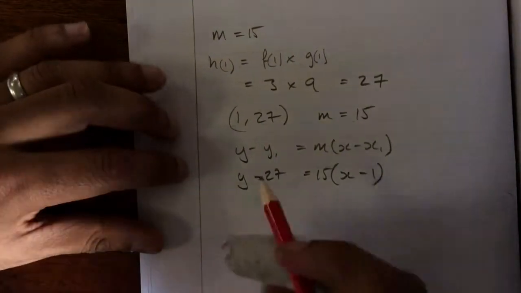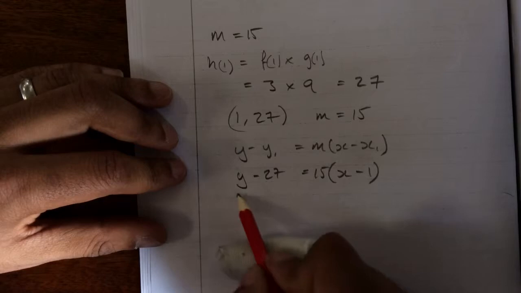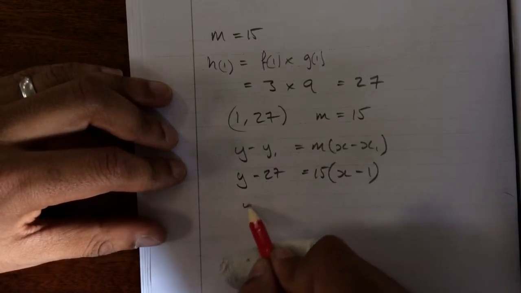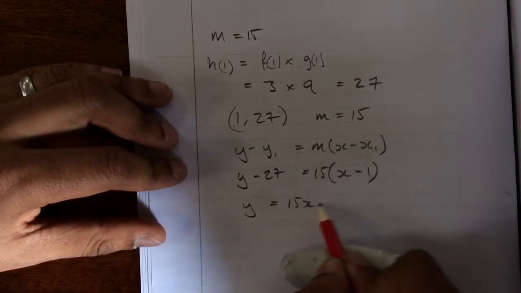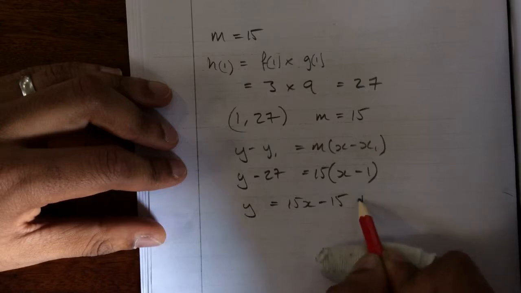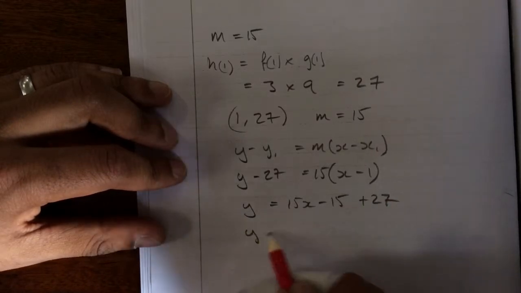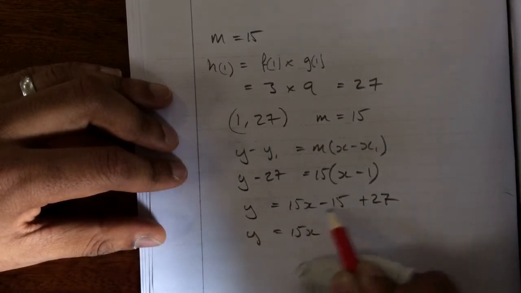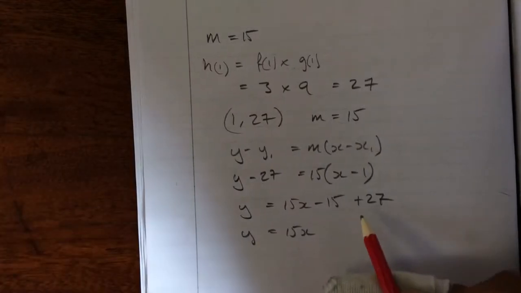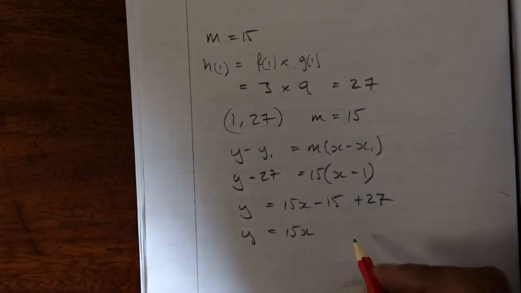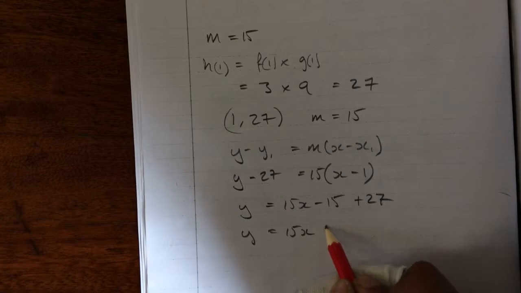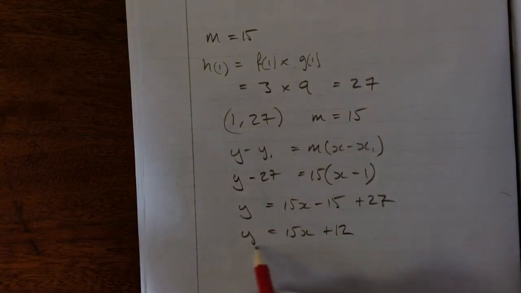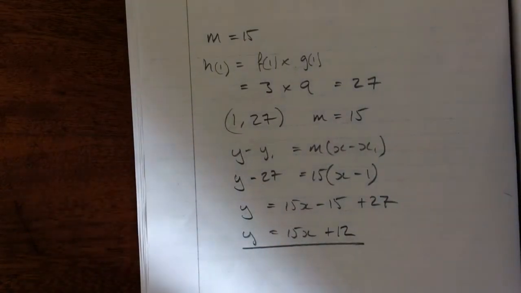If I want to be extra, I can simplify it and write it out, but they haven't asked for any other format. So y equals 15x minus 15 plus 27. y equals 15x, now 15 plus 27 is going to be 12. Okay.